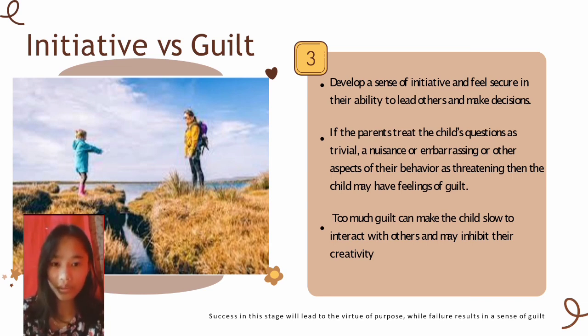The major theme of the third stage of psychosocial development is that children need to begin asserting control and power over the environment.